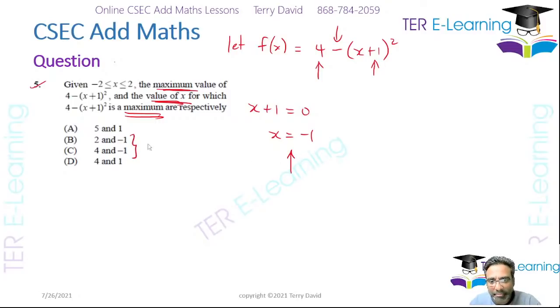So it's either B or C. Now, the maximum value in this case, my max value, is simply whatever this constant is here. That's this 4 here. So therefore, my maximum value is 4. So the answer has to be C, right? Now, when you get these questions, guys, you need to read it properly, right? You need to read it properly. So that's the answer there. The answer is C for question 5.